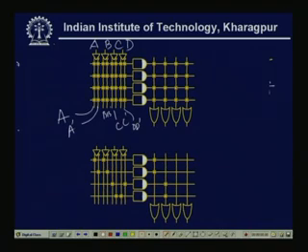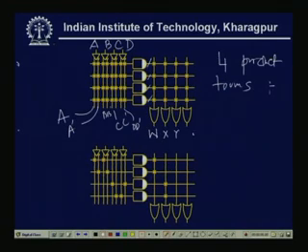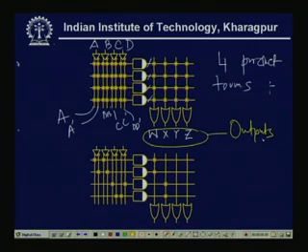Here the number of product terms is only 4, because there are 4 AND gates given. So, these are my 4 rows, meaning 4 product terms, and there are 4 outputs, because in the OR plane there are 4 columns. So, these are W, X, Y, Z, my outputs, and these A, B, C, D are my inputs.